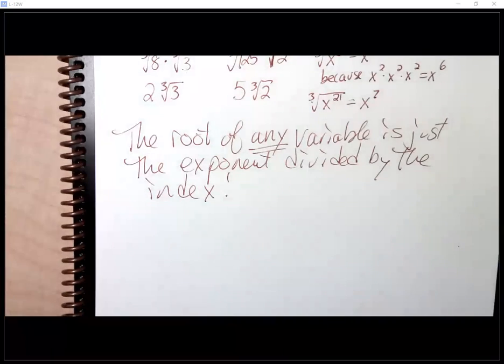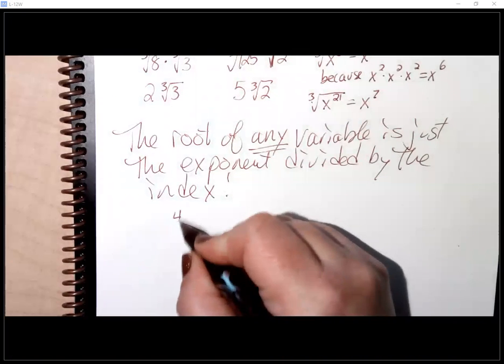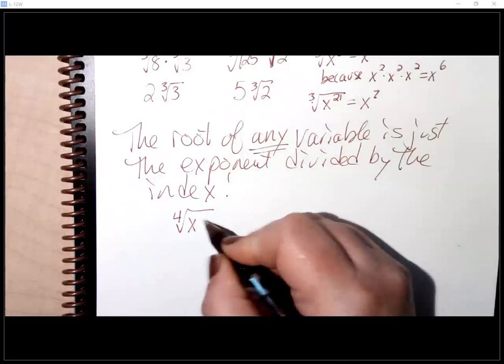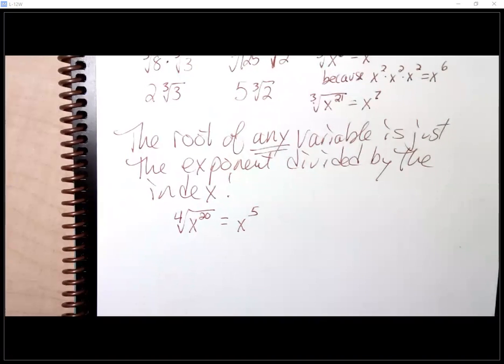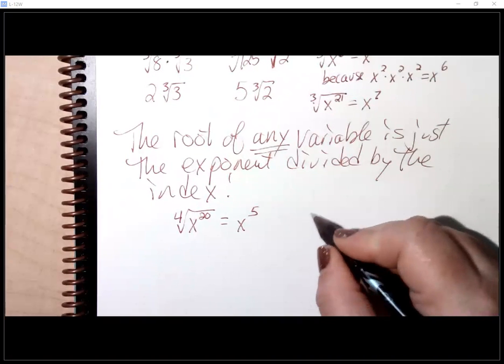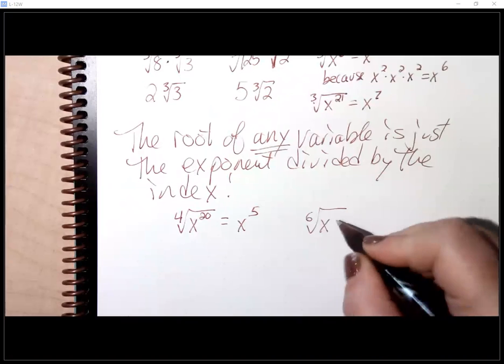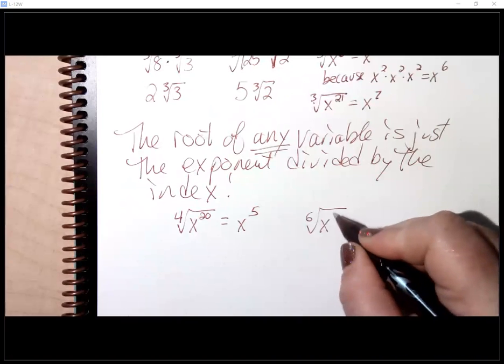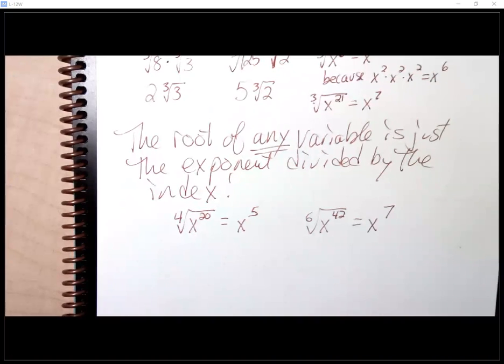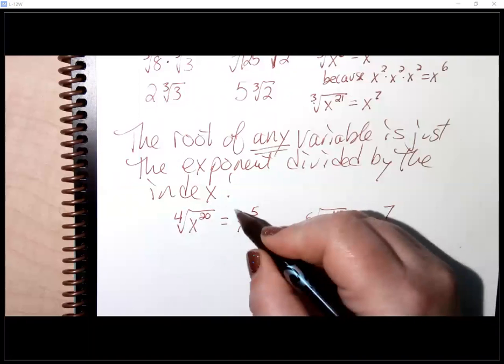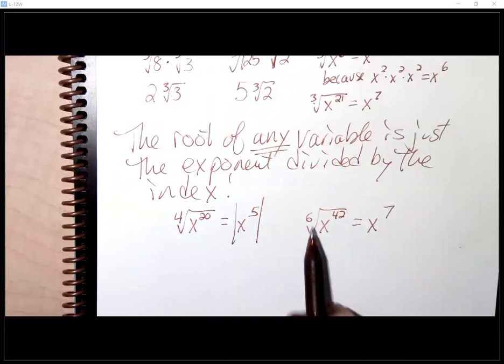So watch this. What if I ask you a 4th root of x to the 20th? What's that? X to the 5th. See how easy? Oh my gosh. So what's the 6th root of x to the 42nd? Oh my gosh. That's it? Yeah, that's it. And then we do still have to apply that even, odd rule. Even, oh, it came out odd. So this one should actually have absolute value bars around it. Even, odd. Oh, bars around that one too.